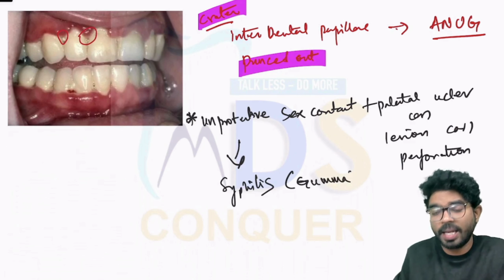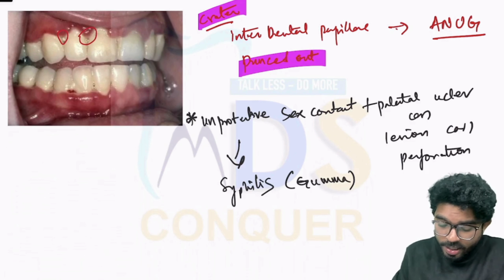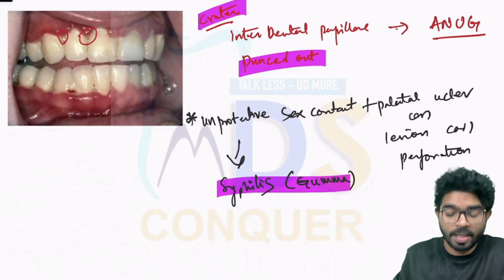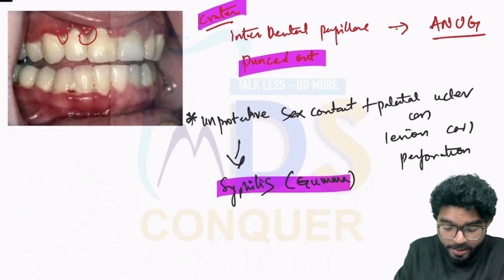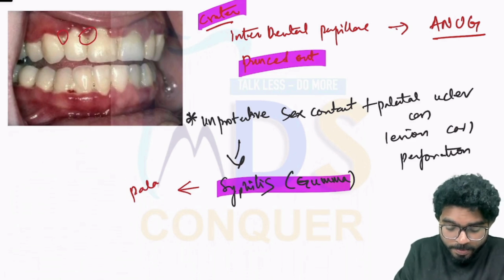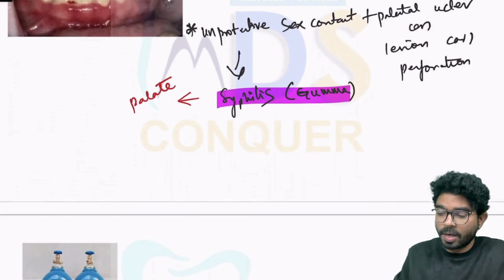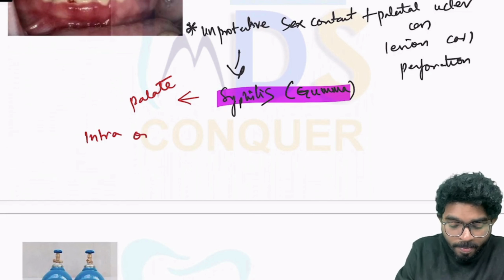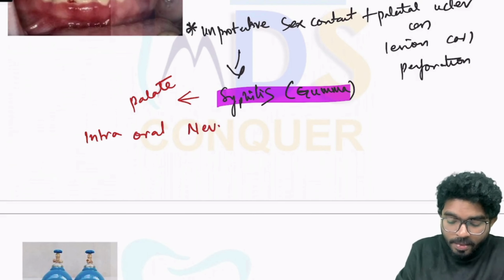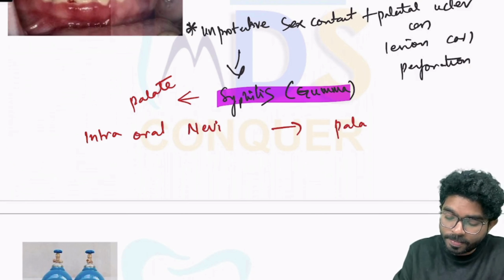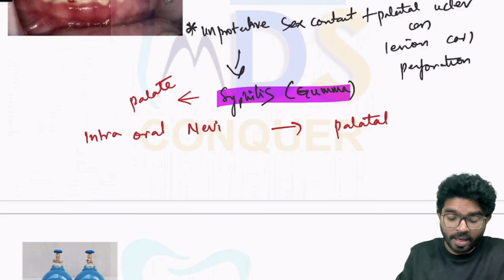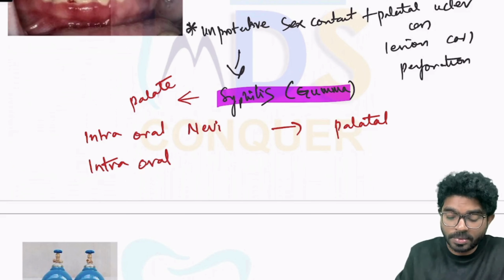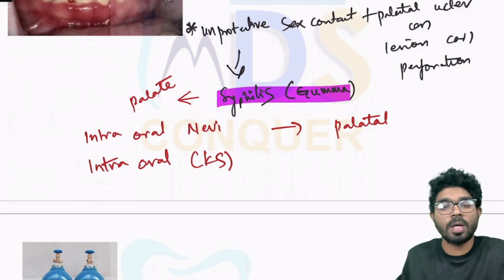The most common intraoral area for occurrence of gumma is the palate. Other important areas that you have to make a note of: the most common intraoral occurrence of nevi, the answer is palate. The most common area for occurrence of intraoral Kaposi's sarcoma.